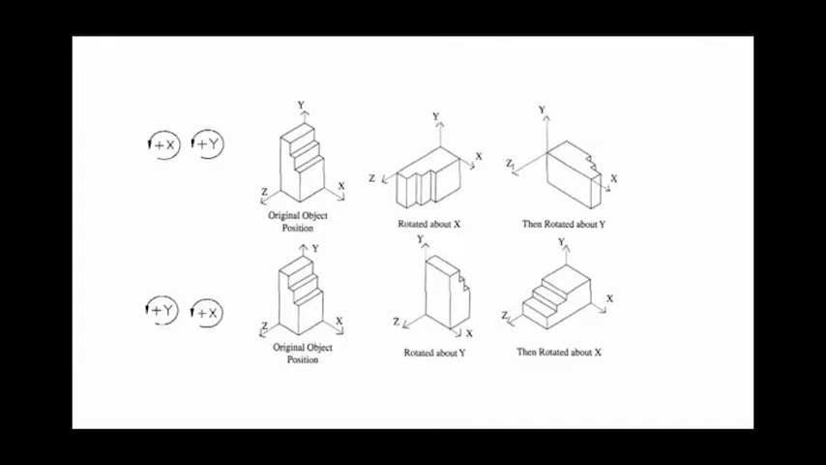In a single axis rotation, you could have any combination of positive and negative rotations and it wouldn't matter. But in a multiple axis rotation, you want to make sure that you maintain order as you rotate objects. And that pretty much wraps up multiple axis rotation.